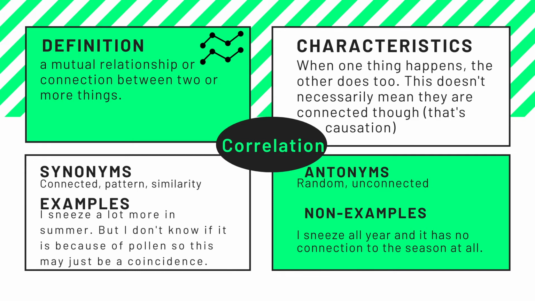Our characteristics are that when one thing happens, the other does too, but this doesn't necessarily mean that they're connected. I've already mentioned causation in that sense. Our synonyms are connected, pattern, or similarity, and obviously connected isn't that strict a synonym, as I've just said that they're not necessarily connected. Our example is I sneeze a lot more in summer, but I don't know if this is because of pollen, so it might just be a coincidence. Now that would become causation once I had been to the doctors and had allergies diagnosed.